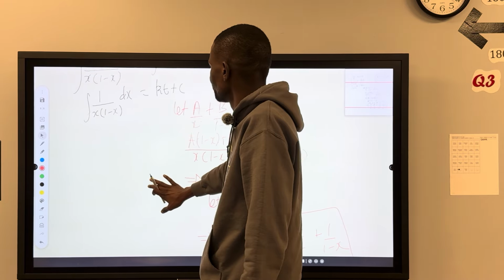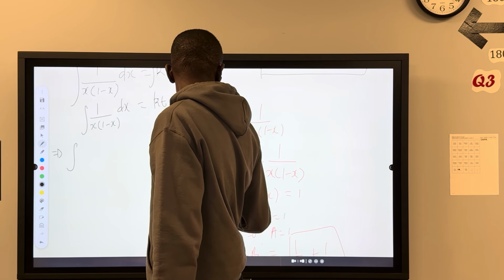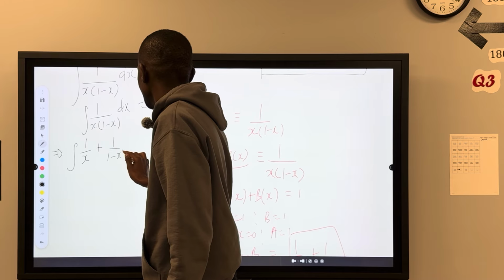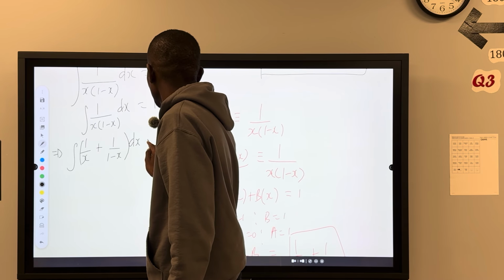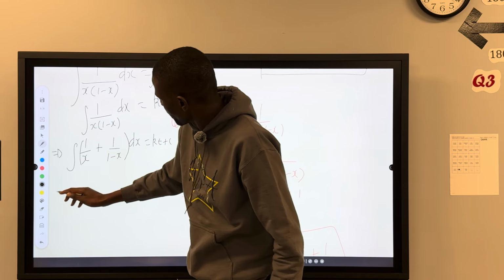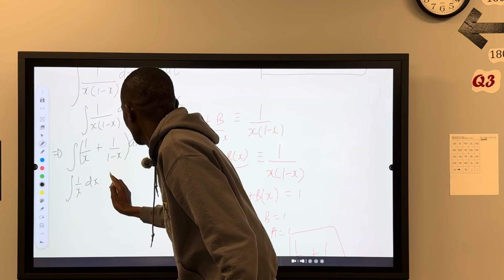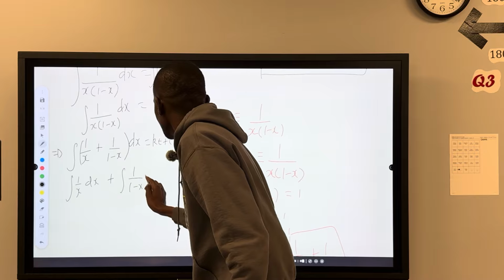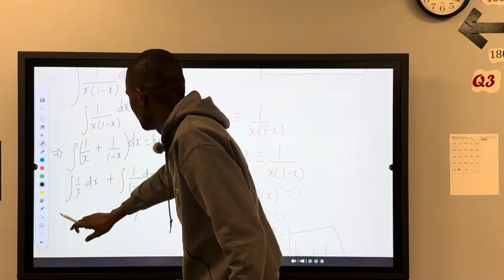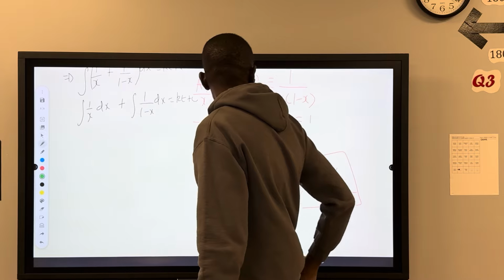So I will bring this down. All right, so now this implies that we have the integral of (1/x + 1/(1 - x)) dx = kt + c. Right, so here guys, when we're integrating, let me show you something. It's going to be the integral of 1/x dx plus the integral of 1/(1 - x) dx equal to kt + c.